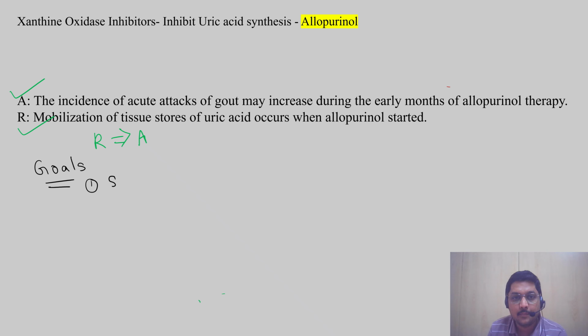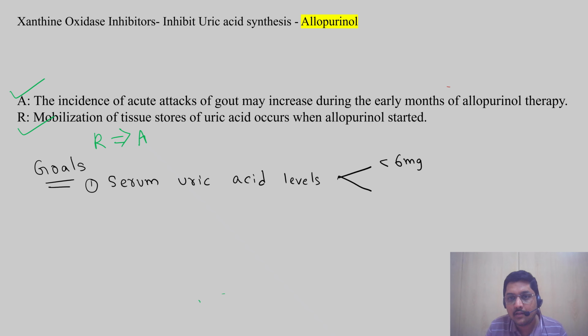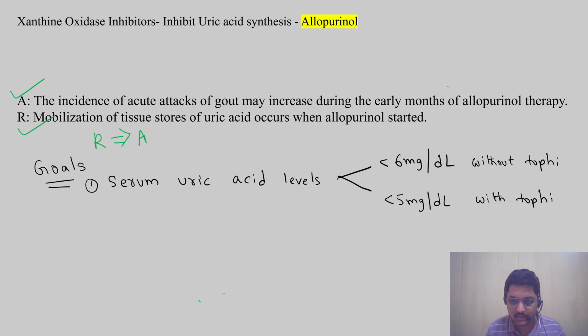Okay, serum uric acid levels are to be decreased, right? Serum uric acid levels are to be decreased when we start with allopurinol therapy. This is our initial target, right? Our target is it should be less than 6 mg per deciliter when there is no tophi but gout is there. But when there is gout with tophi formation, which we can see in radiology, our target will be lower. We should decrease the uric acid level further. Our target will be less than 5 mg per deciliter, right?